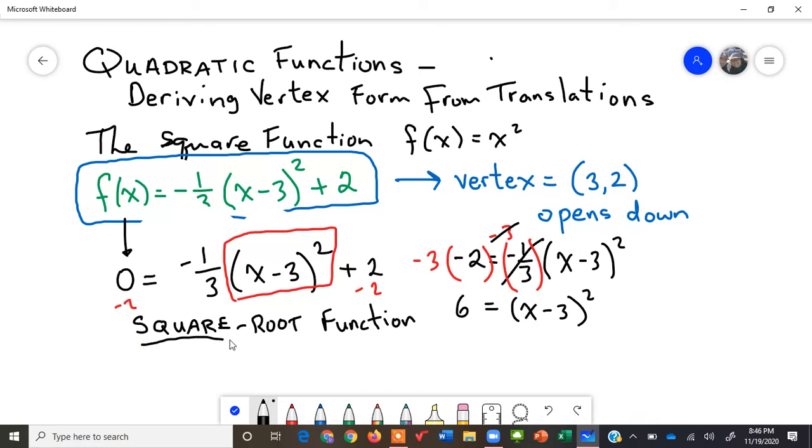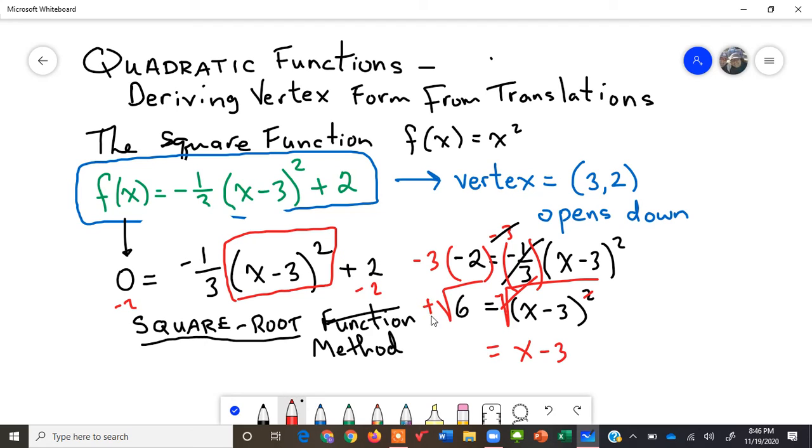Now, this is where we get the term square root method, because we want to take the square root of both sides to undo the squaring. If I take the square root, it undoes the squaring, and I'm left with the x minus 3 on the right. On the left, I take the square root, but because both positive and negative values when squared will give me a positive value, I need both the plus and the minus versions of the square root of 6. So we have plus or minus root 6 equals x minus 3.